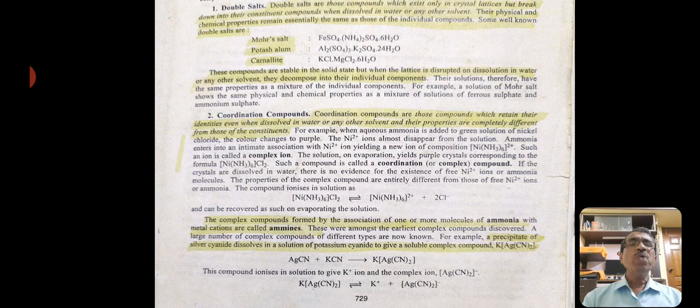Now, to explain this, I have given some examples here, as I have said earlier. For double salts, I have given various examples like Mohr's salt, potash alum and carnallite. Carnallite is KCl.MgCl2.6H2O. So this is also an example of a double salt.